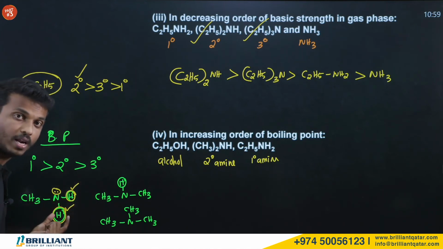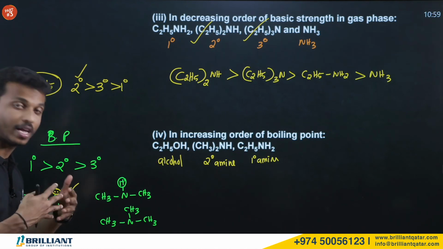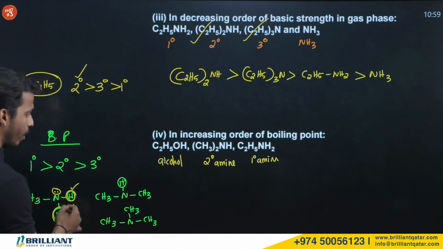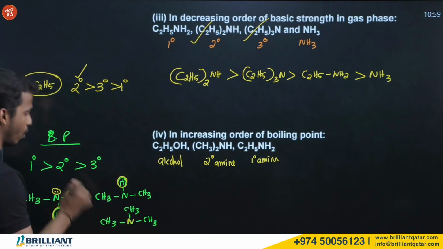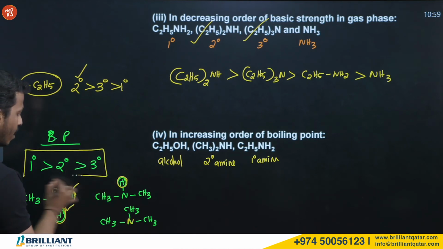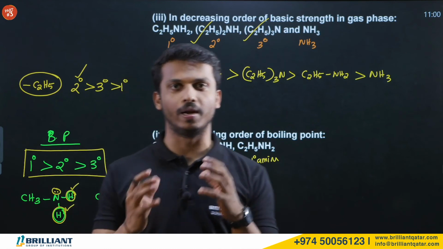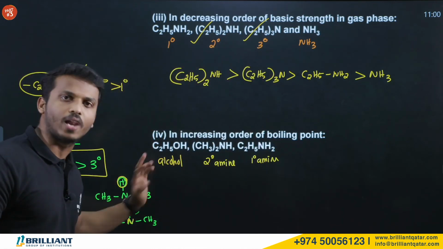If you consider a primary amine, nitrogen contains 2 hydrogen. Because of the NH2 group, it can make more hydrogen bonding, so more boiling point. What about secondary? Only 1 hydrogen is there, and tertiary no hydrogen. So the order of boiling point of amines is primary greater than secondary greater than tertiary because of the availability of hydrogen on nitrogen. But the problem here, there is an alcohol.